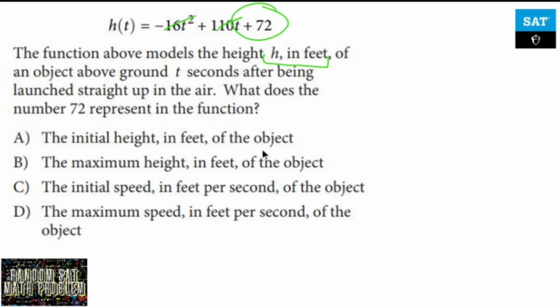So the initial height in feet of the object? Yup. The maximum height in feet of the object? Nope, because if you shoot something in the air, it's not going to hit 72 if it's already 72. The initial speed? Nope, that has to do with calculus. We're not there yet. The maximum speed in feet per second? Nope. Speed would be slope, and again, we're not there yet. So the answer is A.